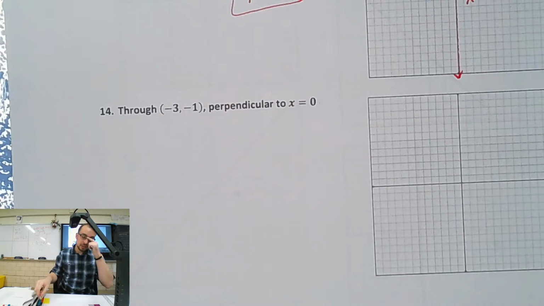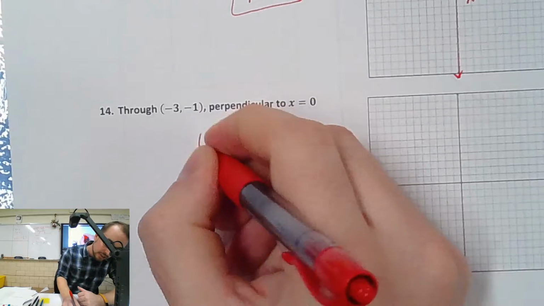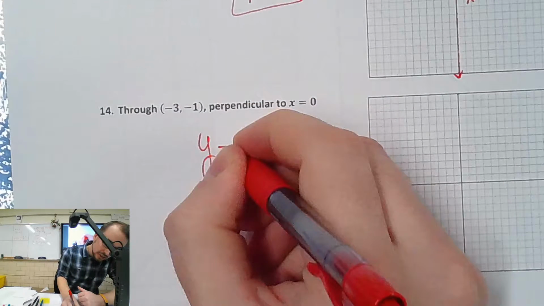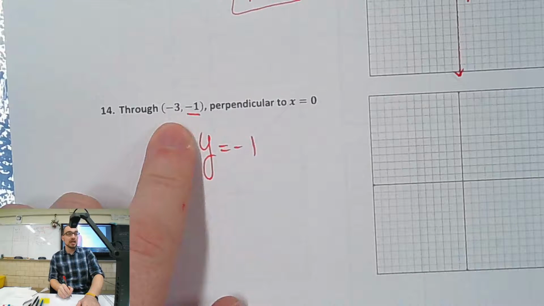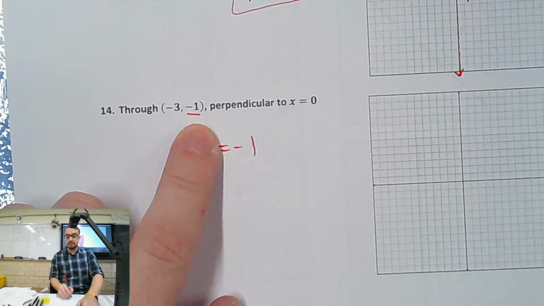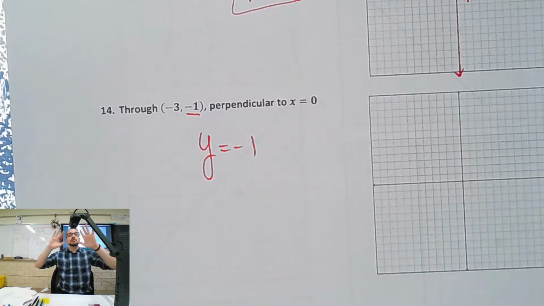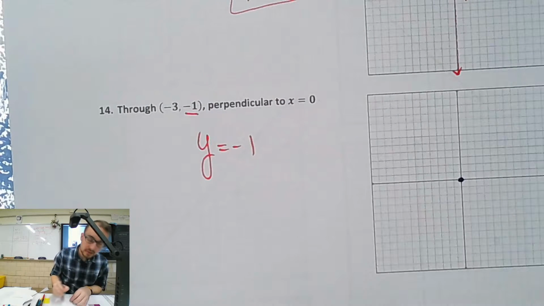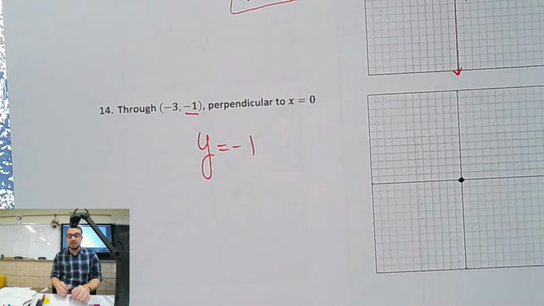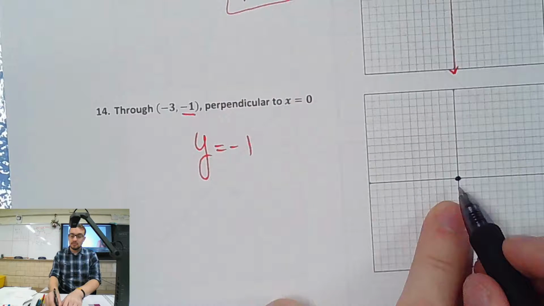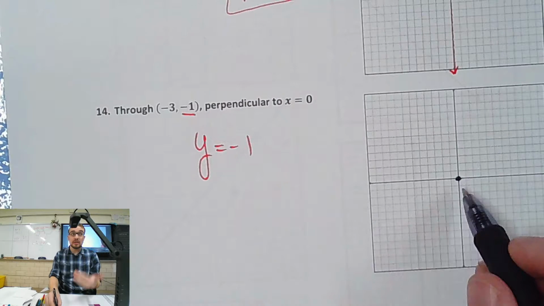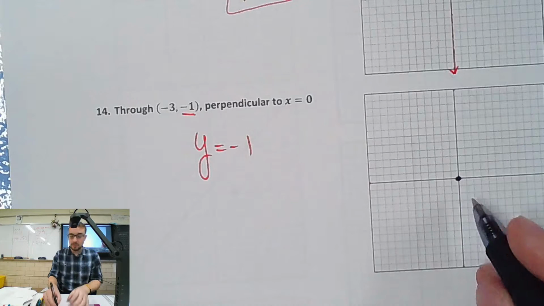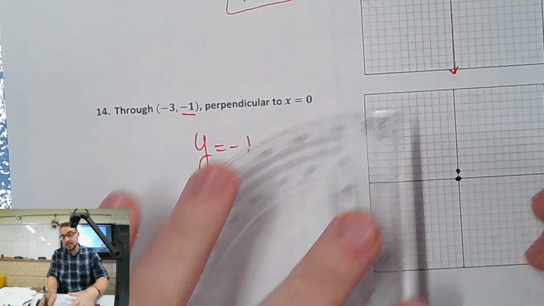Okay. Let's look at 14. Corinne has a prediction. She says that it's going to be y equals -1, and she's correct. It will be, because it has to go through -3, -1, and we want it to be perpendicular to this guy. But let's go through the logic. X equals 0. Here's where x is 0. We want all the points where x is 0, so like 0, -1, 0, +1, right? It's going to be vertical.